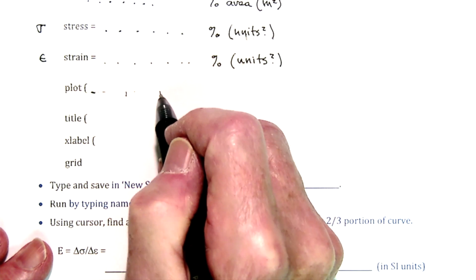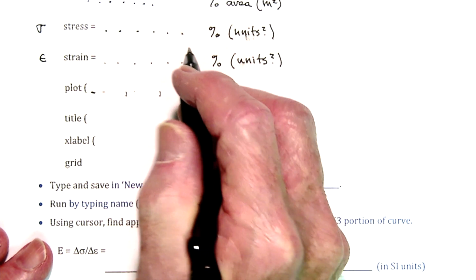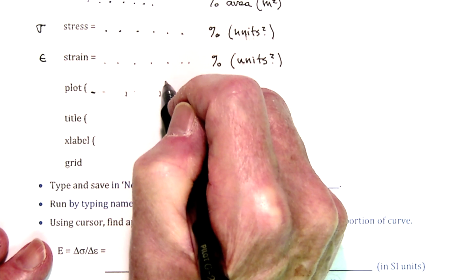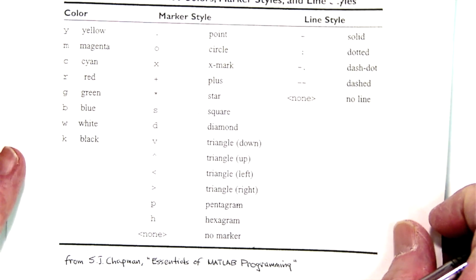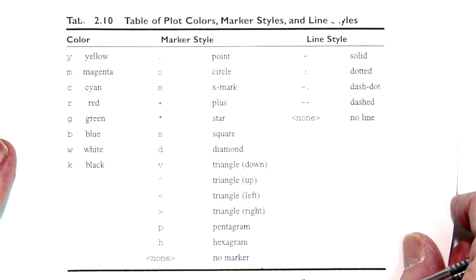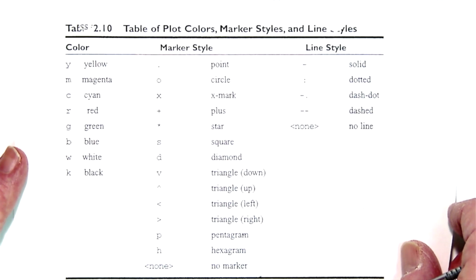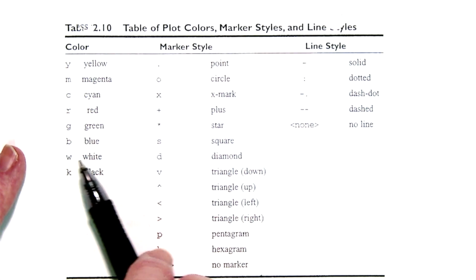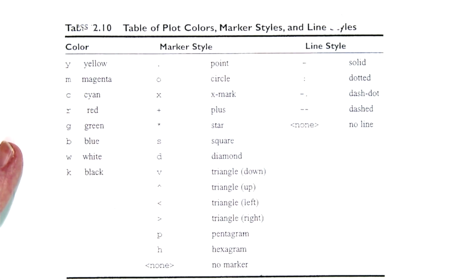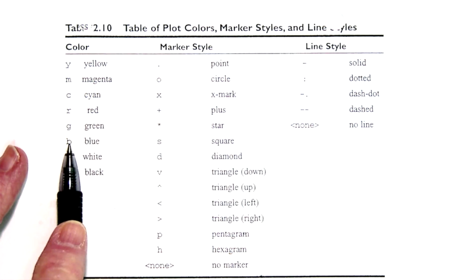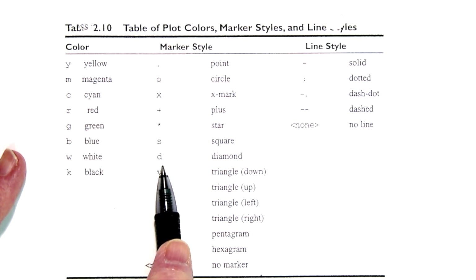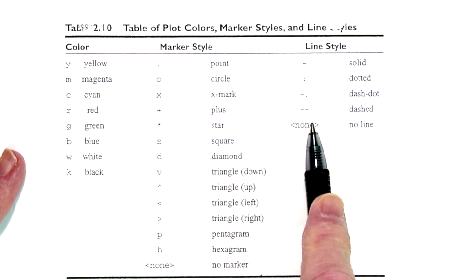And then after that second comma, let's customize the plot with a single quote, and what we're going to do is change the color and change the marker style and change the line style of that plot according to this table that you will use a lot in the major project. This table is also found in a slightly different form in the help section of MATLAB. And notice that by giving different symbols, you can change the color of the lines, you can change the marker style, and you can change the line style of the plot.